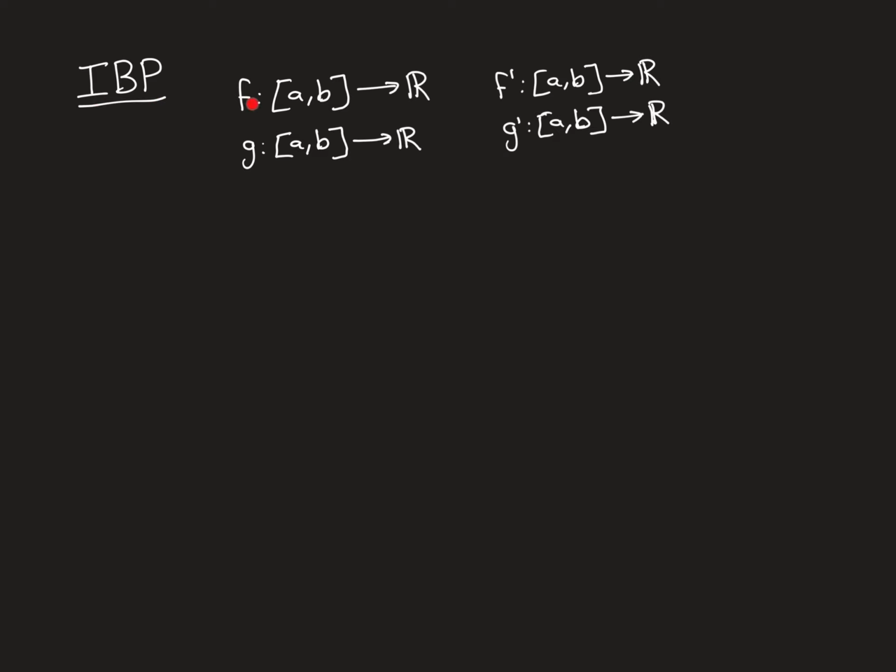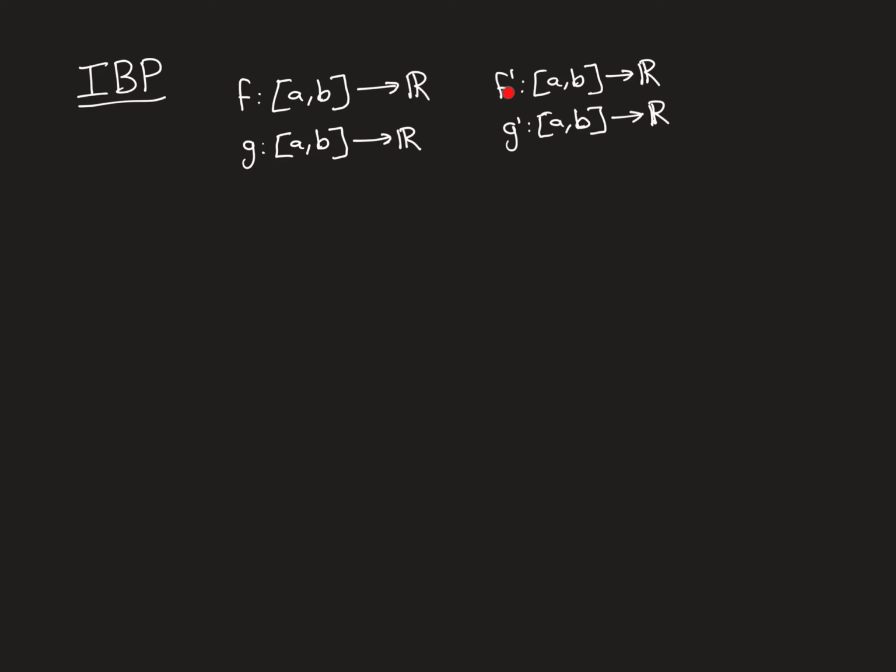So the setup, we're going to have two functions, f and g, that are both real-valued functions defined over this interval AB. And we're going to assume that both of these functions are differentiable everywhere on that interval AB. So you'll have f prime defined as a real-valued function everywhere over that interval, and you'll have g prime defined as a real-valued function everywhere over that interval. And we're going to assume that these two derivative functions, f prime and g prime, are Riemann integrable over the interval ab.